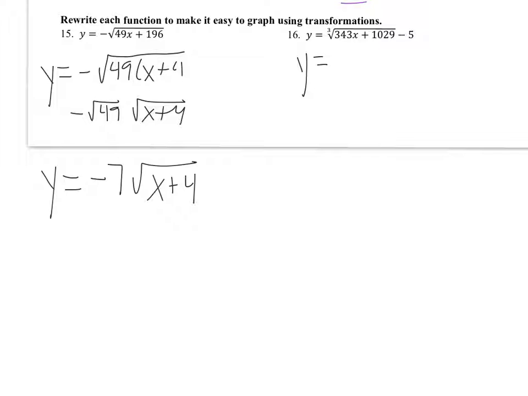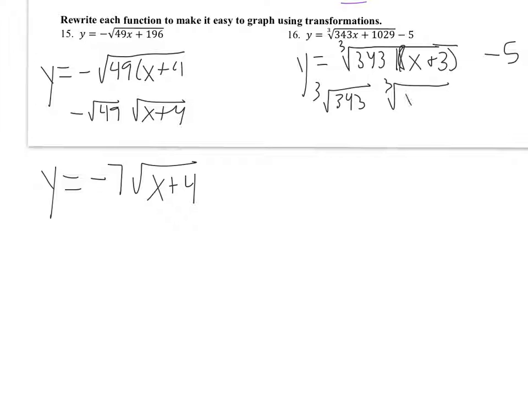I can factor out, they both have a 343 in common, leaving me with x plus 3 in parentheses. I still have this on the outside of the root. So I can split up that cubic root of 343 with the cubic root of x plus 3. I still have that minus 5.